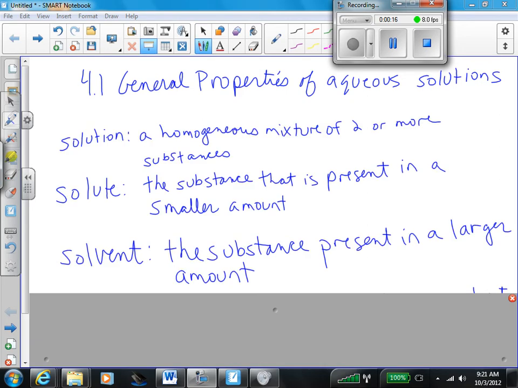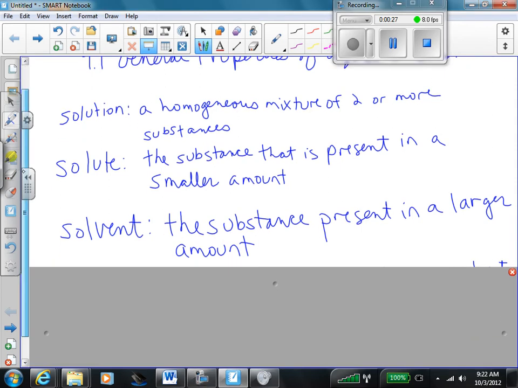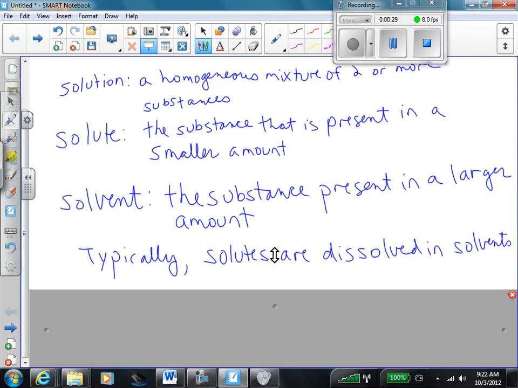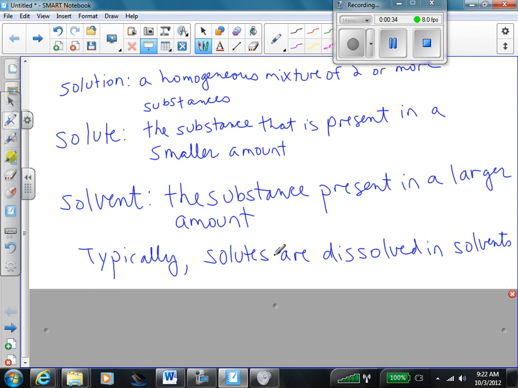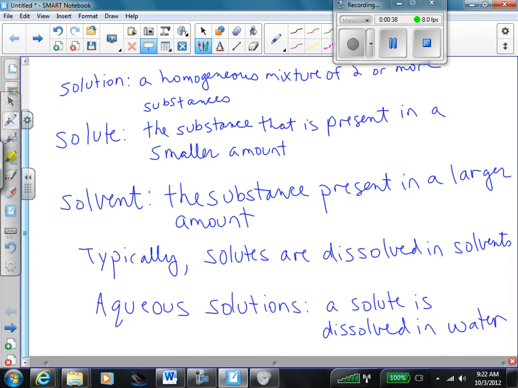A solution is a homogeneous mixture of two or more substances. A solute is the substance that's present in a smaller amount, and the solvent is the substance present in a larger amount. Typically, solutes are dissolved in solvents. And then we have one more term that we need to know, which is an aqueous solution. An aqueous solution is a solute dissolved in water, and that whole solution is called an aqueous solution.